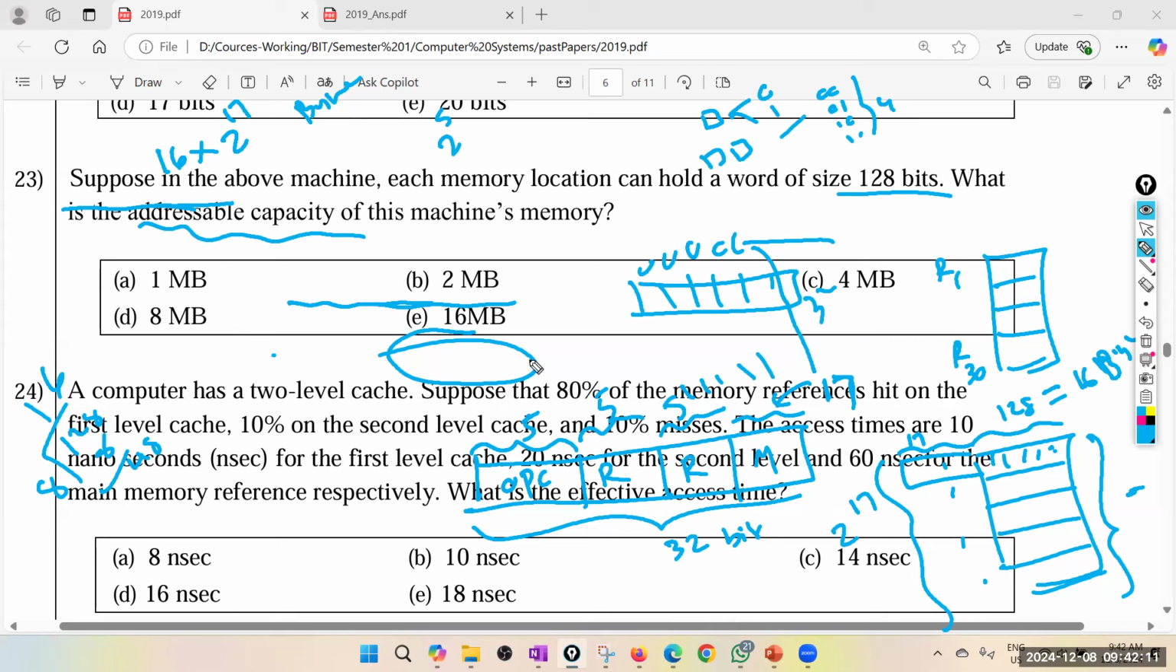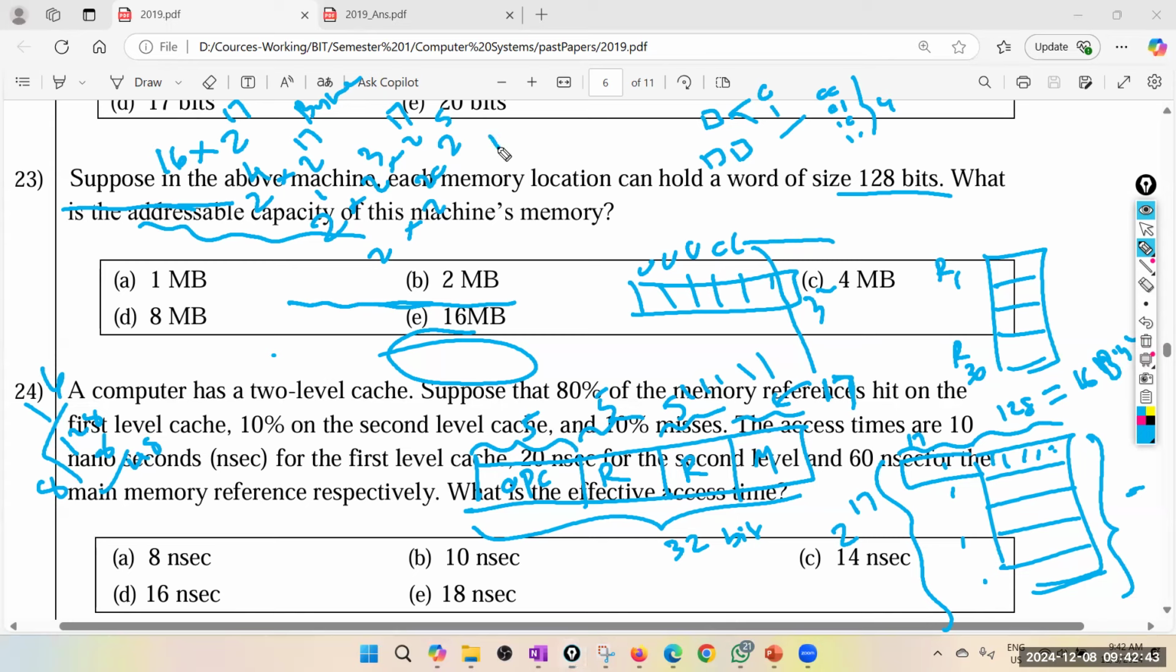But in the answers, you can see it's in megabytes. So megabytes mean kilo, mega. 2 to the power 10 is kilo, 2 to the power 20 is mega. So let's write 16 as 2 to the power 4, which is 2, 4, 8, 16. 2 to the power 4 into 2 to the power 17. But if you want to make it mega, you need only 2 to the power 3. So 3 plus 17 is 20. So therefore, it's 2 to the power 1 into 2 to the power 3 into 2 to the power 17. That is 2 into 2 to the power 20, because 2 to the power 20 is mega.